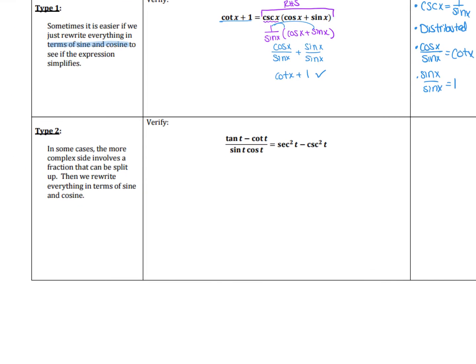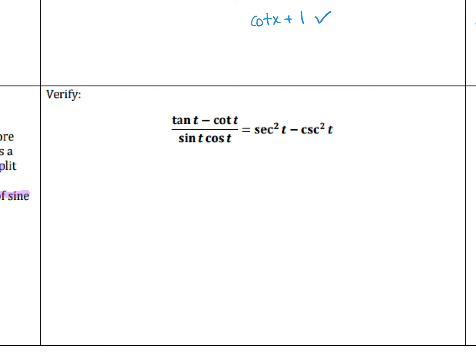All right, our second approach is, in some cases, the more complicated side involves a fraction. We can split that fraction up and then rewrite everything in terms of sine and cosine. So I'm going to start with this left-hand side. Since my denominator is multiplied together, I can split it up. If my denominator was added together, I could not split it up. So I'm going to say, tangent of t over sine cosine minus cotangent of t over sine cosine.